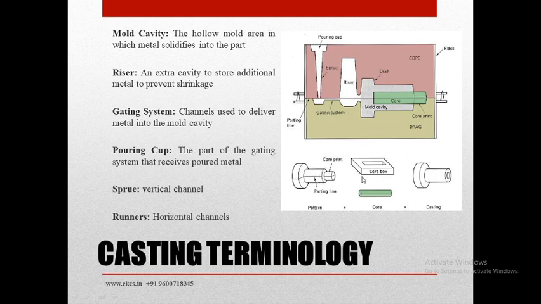But if a hole is required, here no hole is there in the pattern, but the final component has a hole here. So we use a core. This space will be filled with metal, and in this space the core is there, so metal cannot penetrate. Once you remove this core, this part will have a hollow cavity that we can see here.